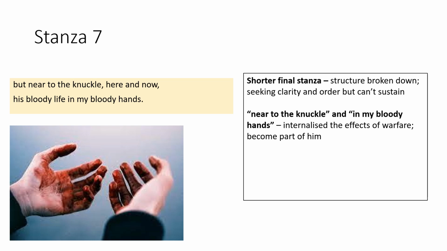He says, "near to the knuckle" and "in my bloody hands." He seems to have internalized the effects of warfare. They have become part of him. It's not blood on his hands, it's blood in his hands. And blood is a recurring and increasingly inescapable symbol of guilt. And there are certainly references to Macbeth here, the aftermath of Macbeth's murder of Duncan, where he can't get the blood off his hands. It seems to be a reference to that. The guilt will remain. It has reshaped him forevermore.